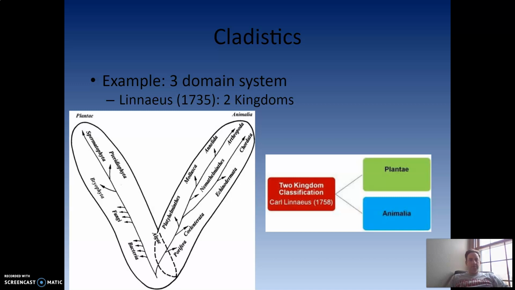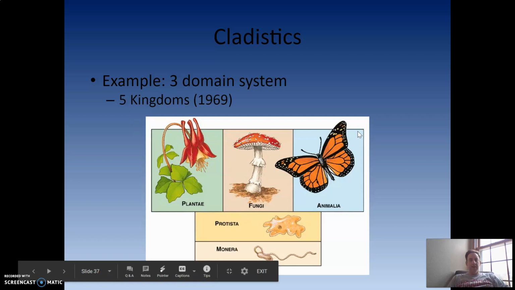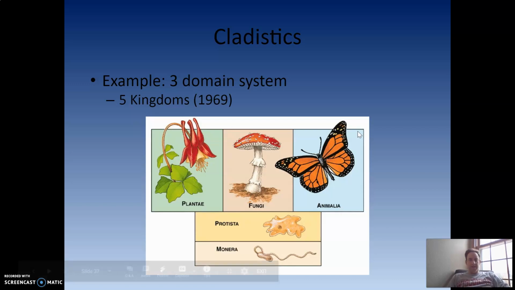So the final thing is to just look at the different systems that have existed over the course of scientific history here. And it's interesting that Carolus Linnaeus, who first started us down this journey, initially only had two kingdoms, plants and animals. And he threw everything into one of those two groups. Eventually, by 1969, we realized that had some problems.